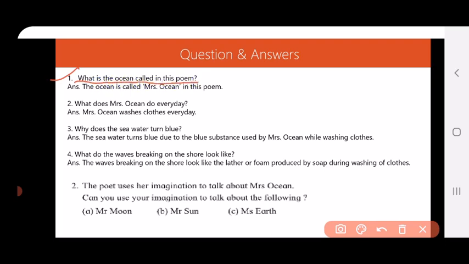Question 3. Why does the sea water turn blue? Answer. The sea water turns blue due to the blue substance used by Mrs. Ocean while washing clothes. Question 4. What do the waves breaking on the shore look like? Answer. The waves breaking on the shore look like the lather of foam produced by soap during washing of clothes.